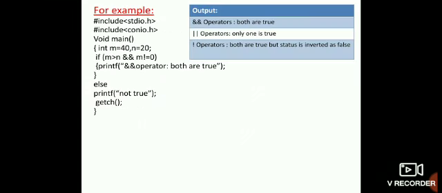For example, integer m is equals to 40 and n is equals to 20. If m is greater than n, logical AND m is not equal to 0, print logical AND operator both are true. In this case, the both values are true as m is greater than n, logical AND m is not equal to 0. This case is true, therefore the compiler will print logical AND operator both are true.